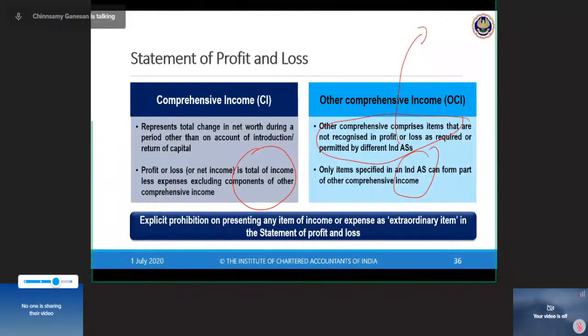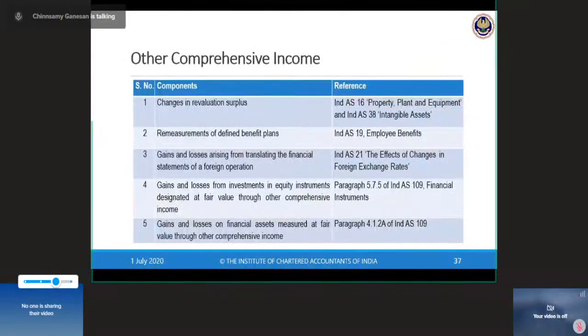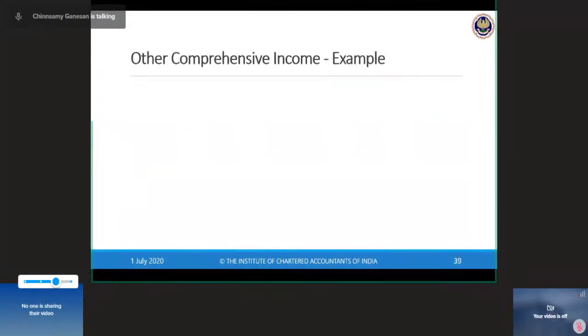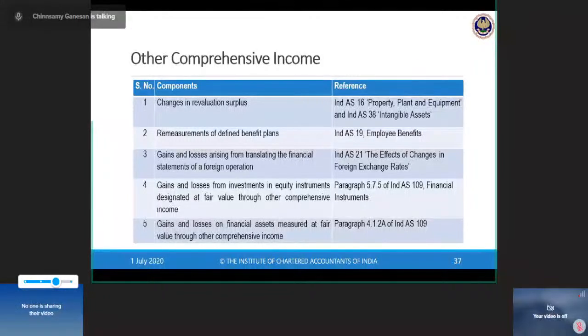Coming to the mandatory items which we have talked about in OCI, there are 9 items which are shown as part of other comprehensive income. Other than this, no other item can come in other comprehensive income. For example, if you are doing a revaluation as per Ind AS 16 or Ind AS 38 for intangible assets, that revaluation surplus cannot go to P&L. It should go to other comprehensive income. When you are doing a measurement of a defined benefit plan, the actuarial gains and losses coming in should go to other comprehensive income and not to P&L.